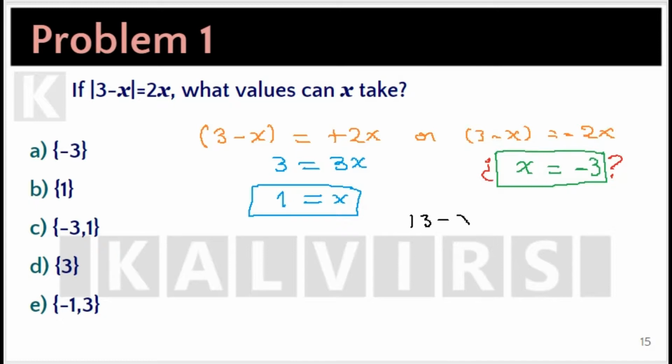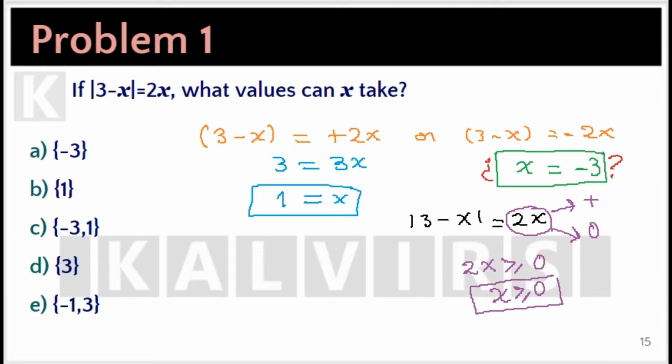So, since the result of any absolute value is always a positive or zero number, then 2 times x must be greater than or equal to 0. Therefore, x must be any number that is greater than or equal to 0. Therefore, the only value that x can take is 1. X equals negative 3 will be discarded. Finally, choice B is correct.